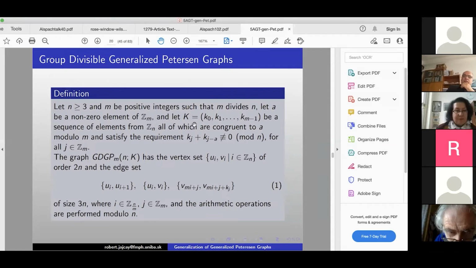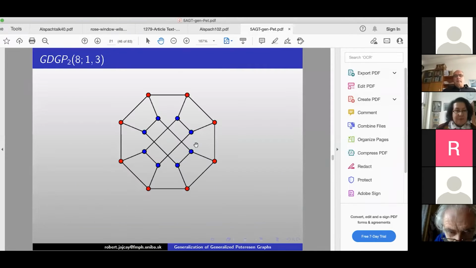No, this time we split the inside vertices into groups of size m, and the first guy in the group gets added the number k sub 0. The second one gets added k sub 1, and so on. And then you start repeating for various groups of size m. You do the same thing. There is a little bit of a requirement that you have to add in order to be sure that the graph is cubic. But other than that, this is the idea. So group divisible generalized Petersen graphs, that's the topic of my talk.